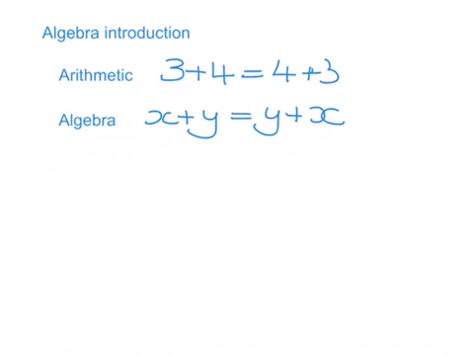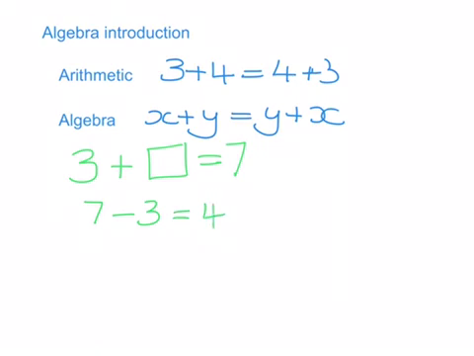You may already be able to solve mathematical problems that are written in this sort of format. If it was 3 plus an empty box is equal to 7, you might already be able to say, well, I know that 3 plus 4 would equal 7, so therefore the value that's got to go in this box has got to be 4. You could be using the inverse operations to say, well, I know that 7 subtract 3 is 4, therefore the number that's got to go in this box is 4.